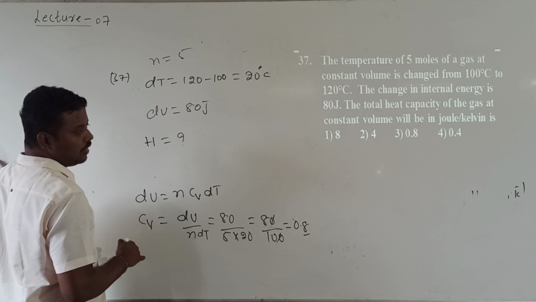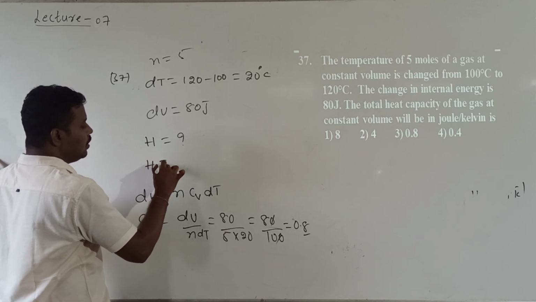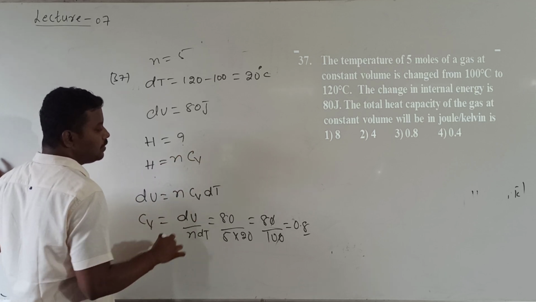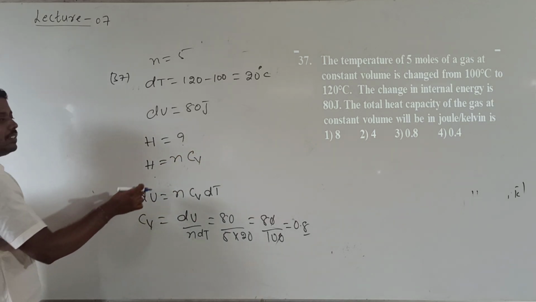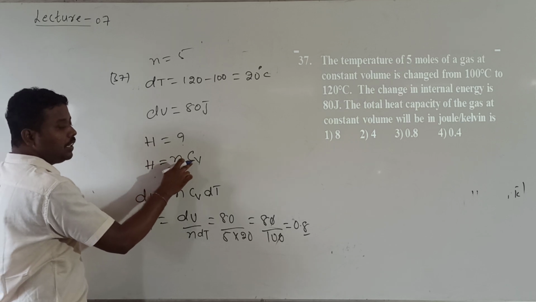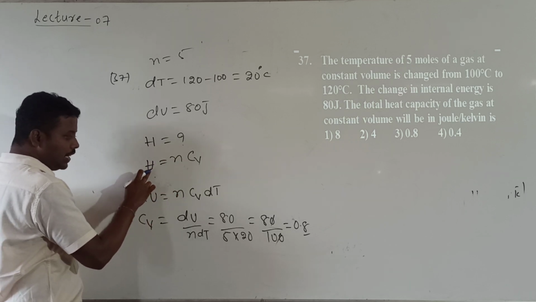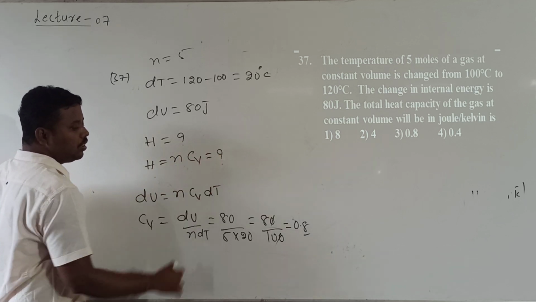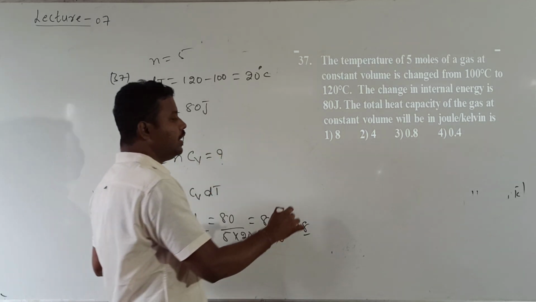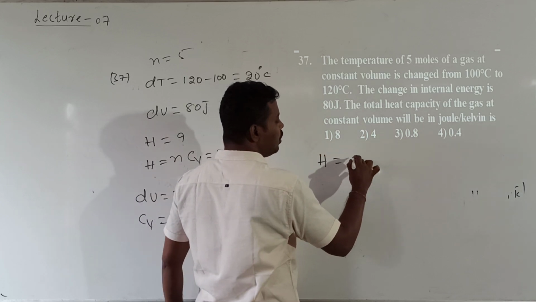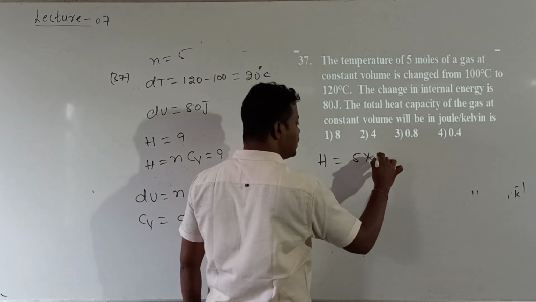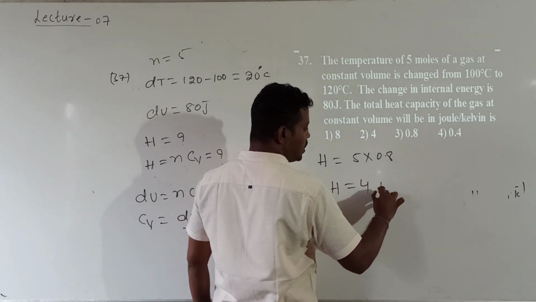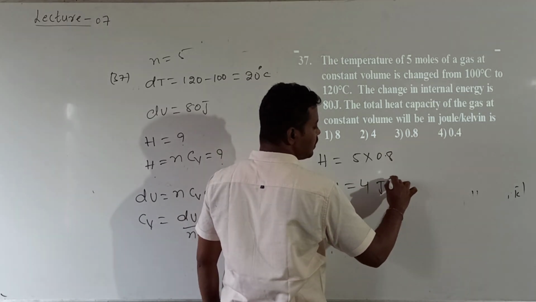Okay, now H is equal to, in terms of number of moles, N into C. If you consider mass, H is equal to M into small c. If you consider number of moles, H is equal to N into capital C, equal to how much? Then what can I write? N value is 5, into Cv value 0.2. So what answer did I get for H? 4 joule per Kelvin.